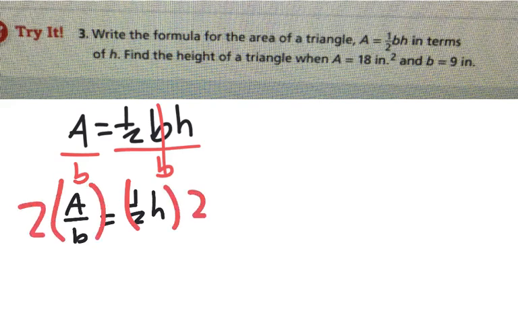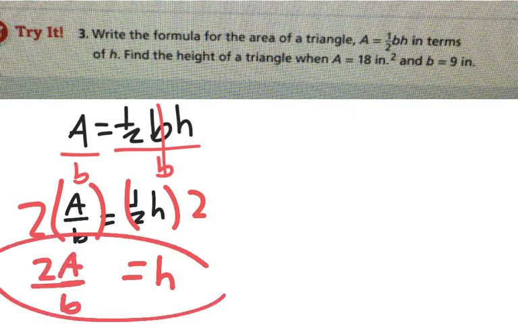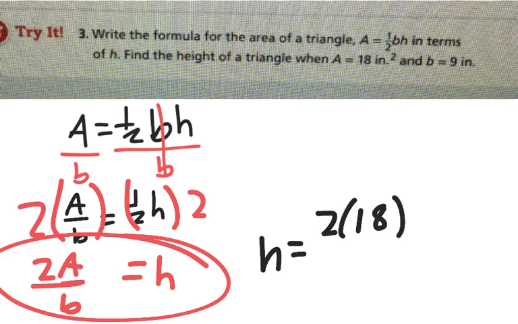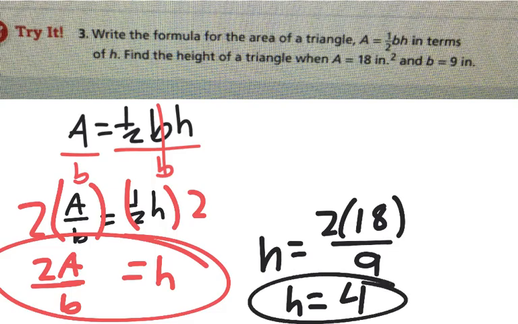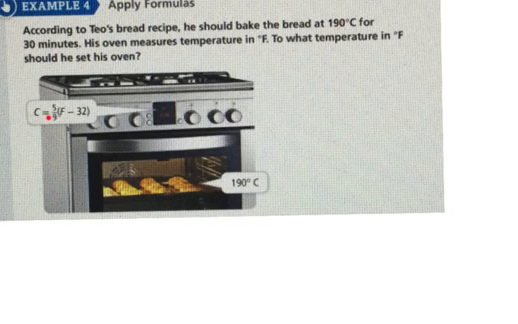So we can multiply both sides by 2. So we could say that h is equal to 2 times a all over b. It's what the height formula should look like. And then if I plugged in 2 times 18 divided by 9, I would get 4, as was stated.